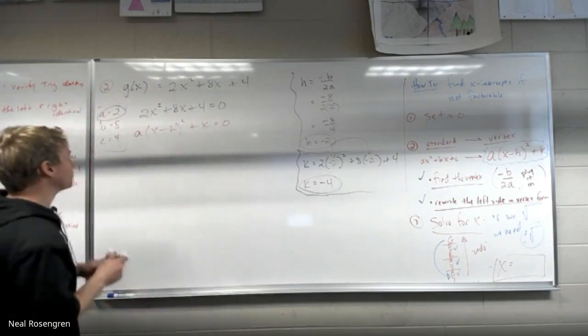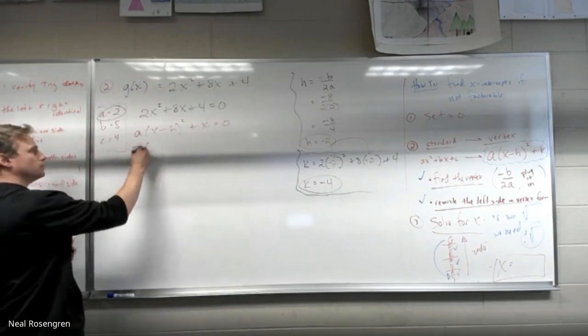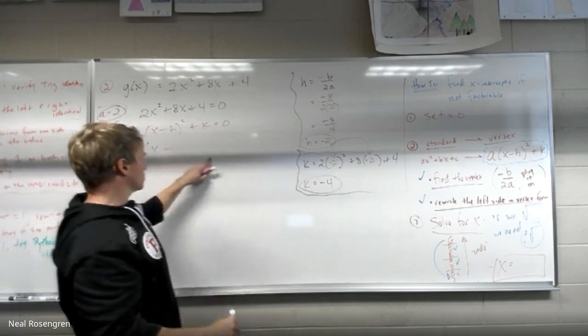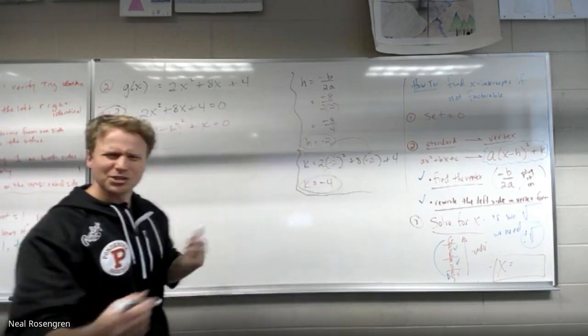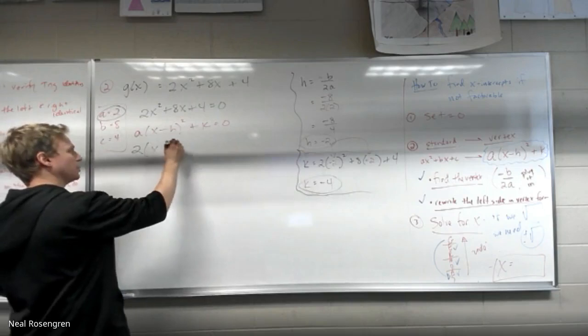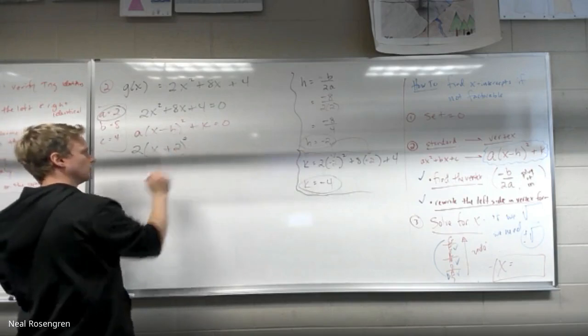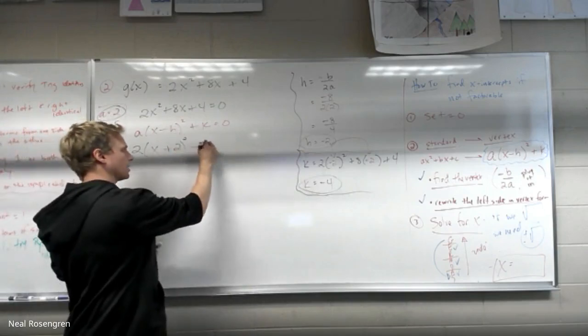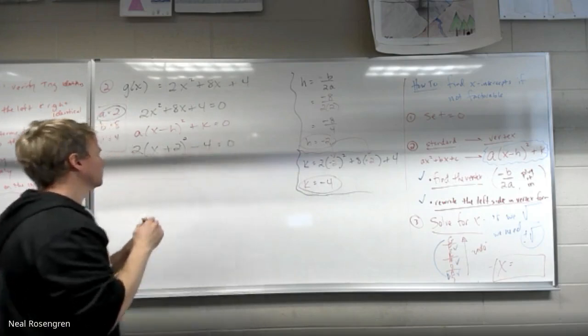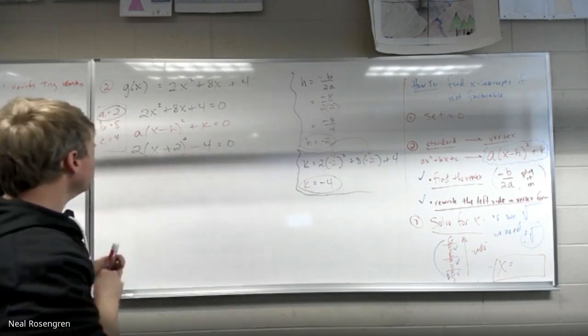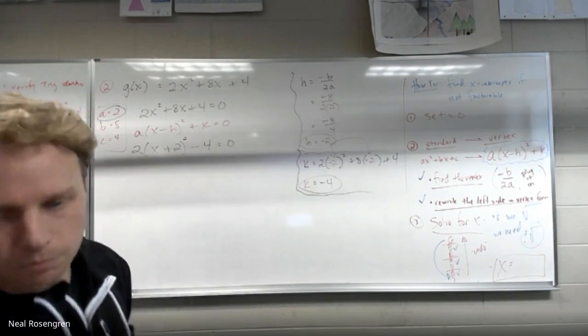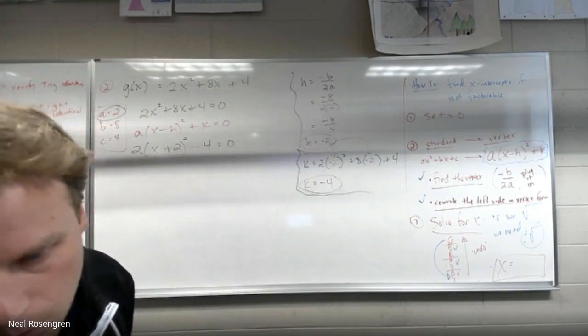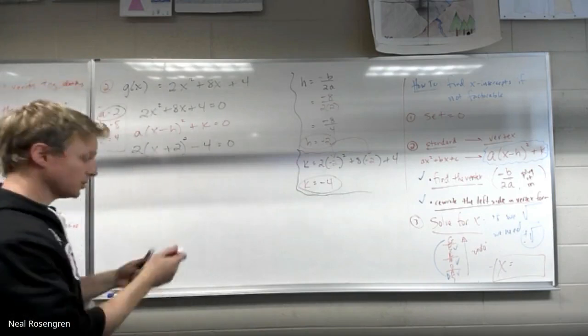Okay? But I can drop in a, that's 2x minus h. Well, h is negative, so I got to switch the sign. Okay, so x plus 2 squared, and then k, so minus 4. And there's my setup. Good to go. Now, I just need to start solving, okay?